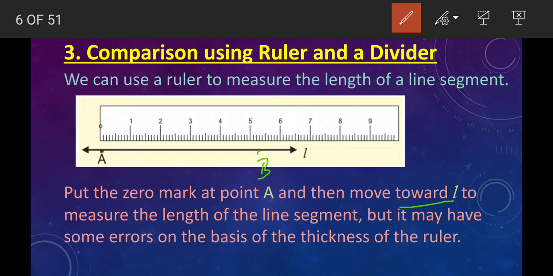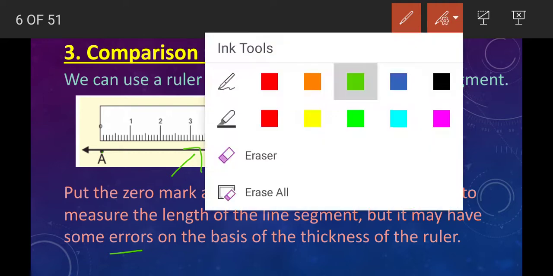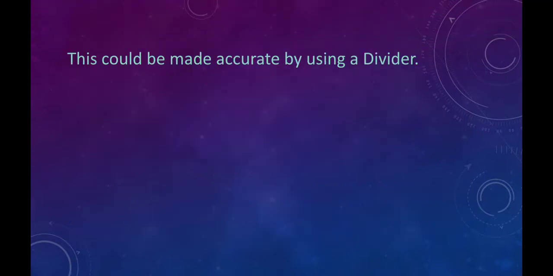But it may have some error due to the thickness of the ruler. Suppose you are viewing from this side, we can say this one is 5.4. But if we view from this side, that is from the right side, we can say it is 5.2. So because of the thickness of the ruler, there may be some error. For that reason, it can be made accurate by using the divider. Because of the thickness of the ruler, we use a divider for the accuracy of measuring.